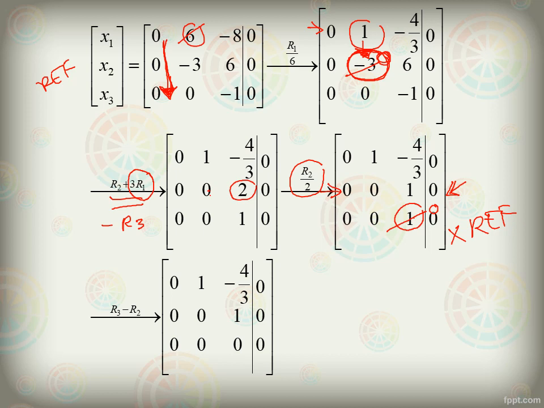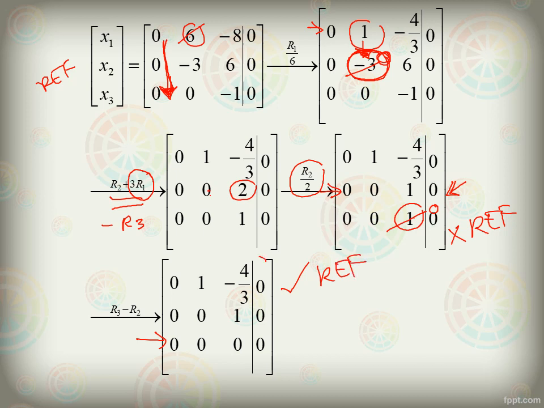So to reduce this to 0, R3 must minus R2, so that the whole row becomes 0 entries. So it is at the bottom and it satisfies the REF form. Alright, so this is REF form.